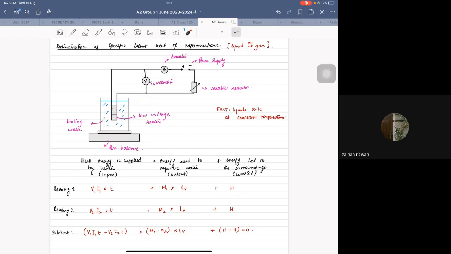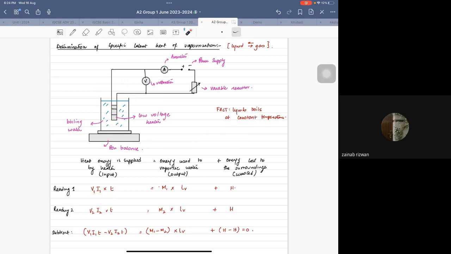And basically, the energy required for latent heat of vaporization is L_V times m. What is m? The amount of mass that is evaporated. How do we get to know about this? By seeing what is the mass change in this pan balance. Is it clear? So, what are we trying to find in all of this? The latent heat of vaporization.